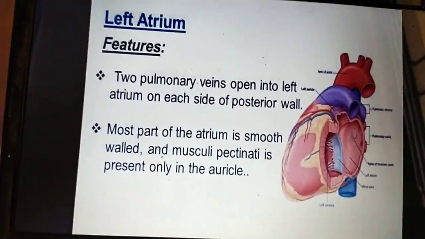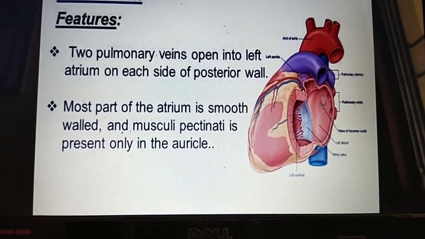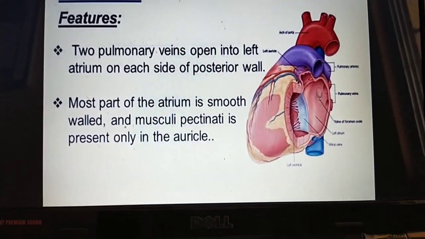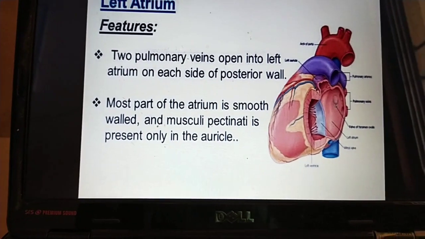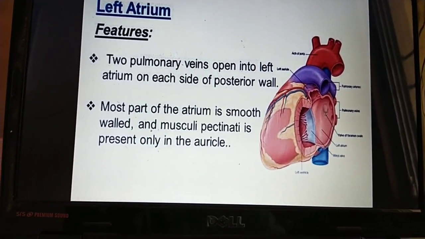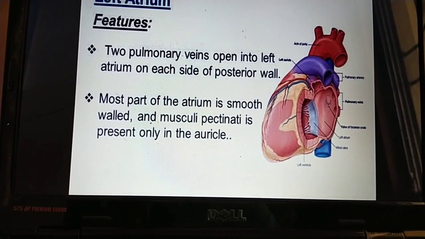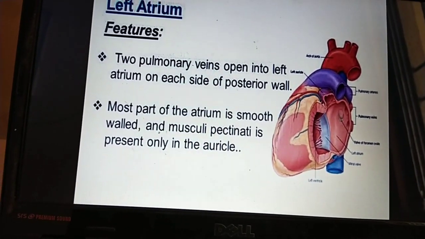Features of the left atrium. The two pulmonary veins open into the left atrium on each side of the posterior wall. Most of the left atrium is smooth walled, and musculi pectinati are present only in the auricle.